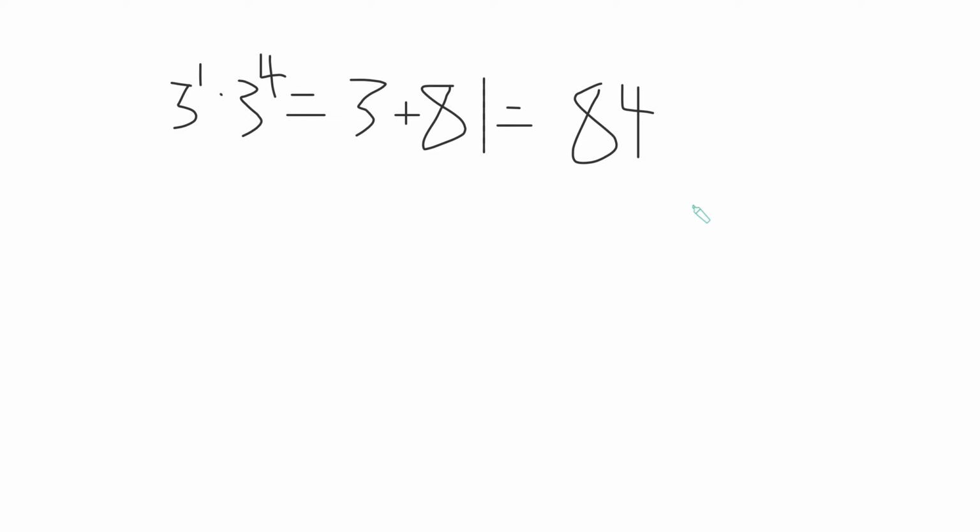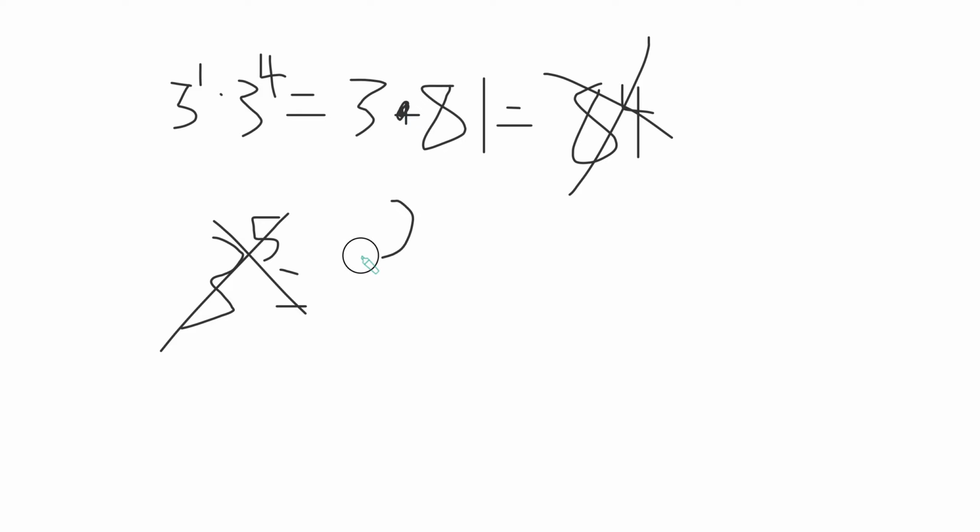Well, is that 3 to the 5th? Let's try it. Oh, I'm sorry, what am I thinking? 81 times 3 is 243.